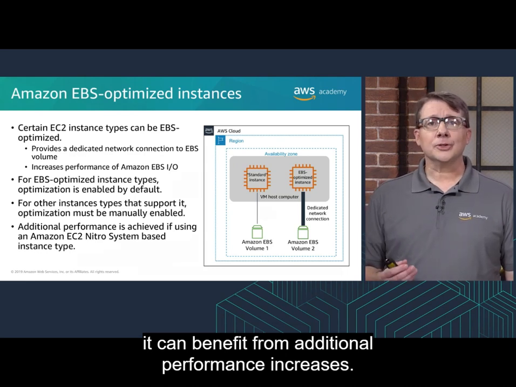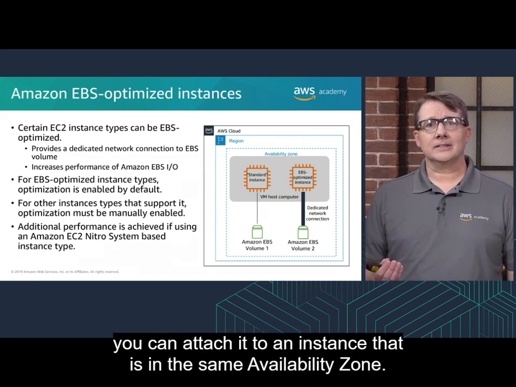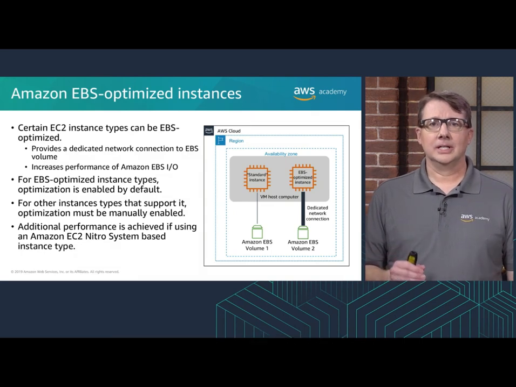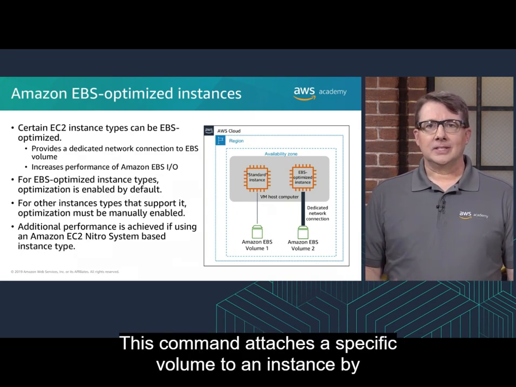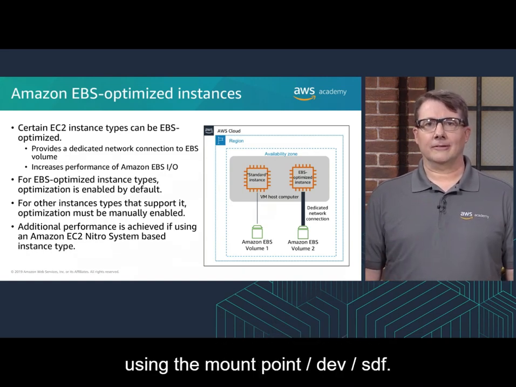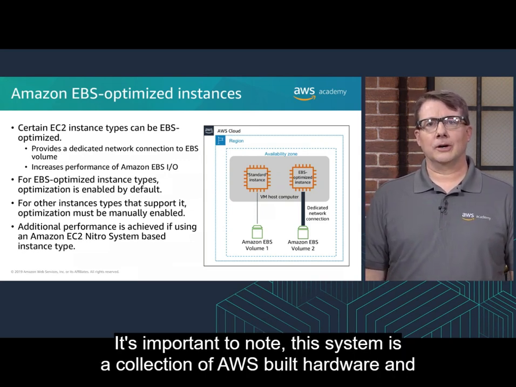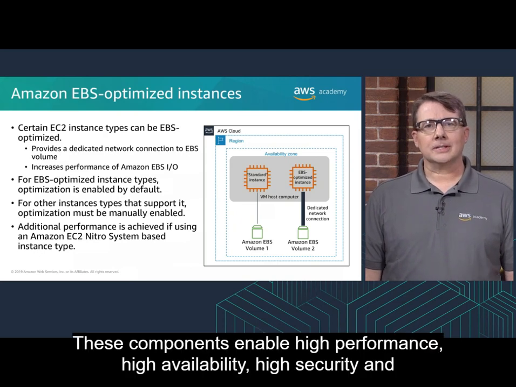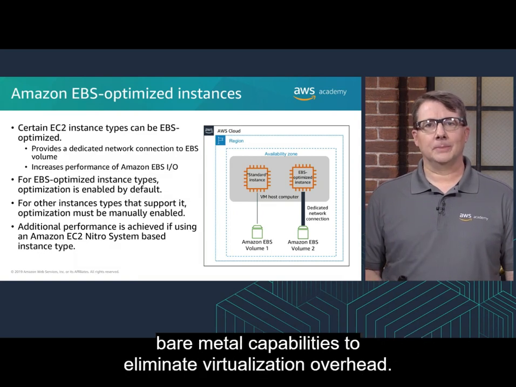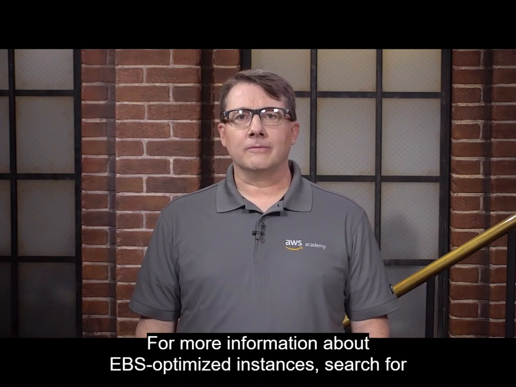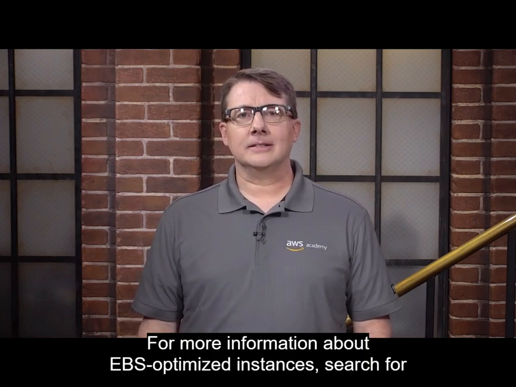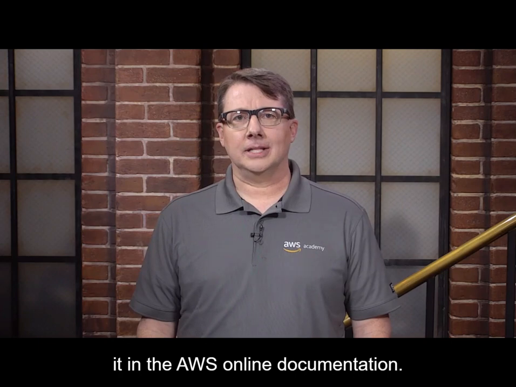After you create a volume, you can attach it to an instance that is in the same availability zone. This command attaches a specific volume to an instance by using the mount point /dev/sdf. It's important to note this system is a collection of AWS-built hardware and software components. These components enable high performance, high availability, high security, and bare metal capabilities to eliminate virtualization overhead. For more information about EBS-optimized instances, search for it in the AWS online documentation.